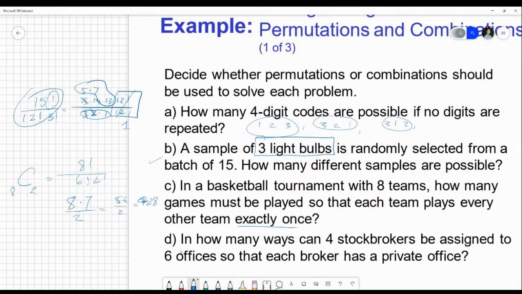Yeah. All right, part D, in how many ways can 4 stockbrokers be assigned to 6 offices so that each broker has a private office? So here, as long as they're inside an office, it doesn't matter who's in what. So the order here doesn't matter. So you have 6 offices total. We're going to choose 4 of them. So 6 choose 4. So 6 factorial over 4 factorial, 2 factorial. So we have 6 times 5 times 4 factorial over 4 factorial, 2 times 1. So we get 15 choices.